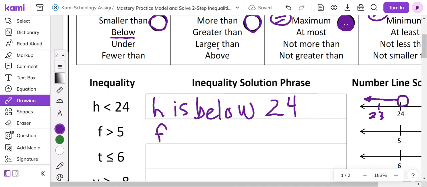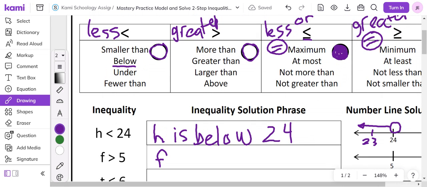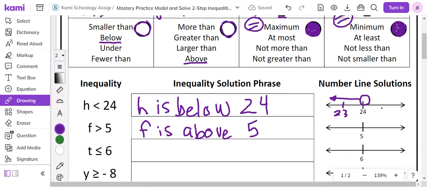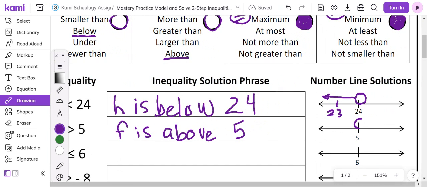So F is greater, and we can just use the word above. F is above 5. So on the number line, we're going to start the comparison at 5 with the circle, and then we're going to go in the above direction, which is going to be greater or to the right, where the numbers are counting up.